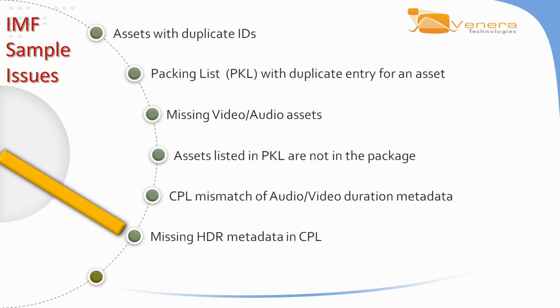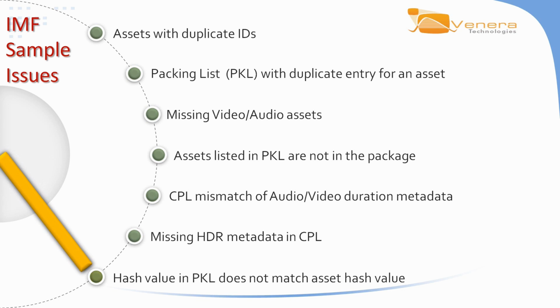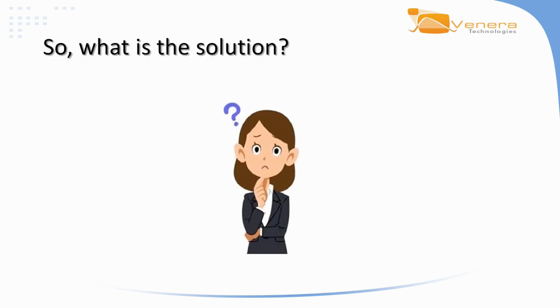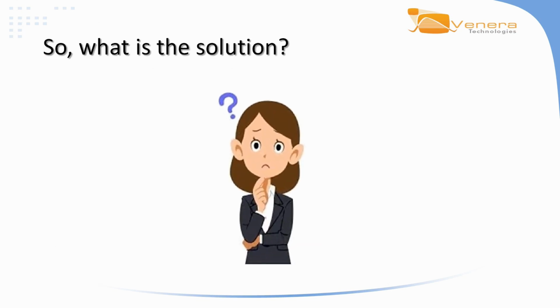Or the HDR metadata in the CPL could be missing. The user may expect it to be in the CPL, but it may be missing. And the hash values in the PKL, the packing list, may be different from the actual hash value of the asset. All those mismatches could cause a problem when it comes to rendering and delivering the package.